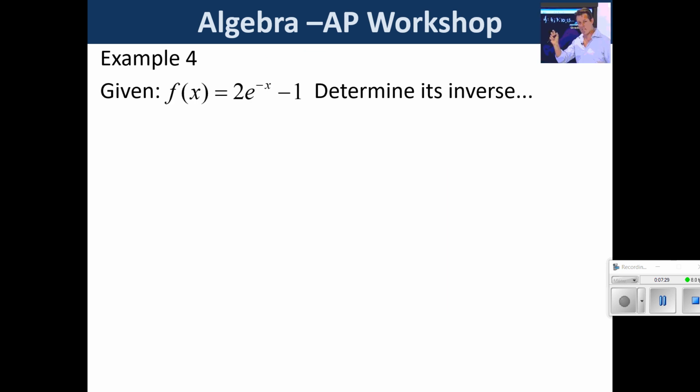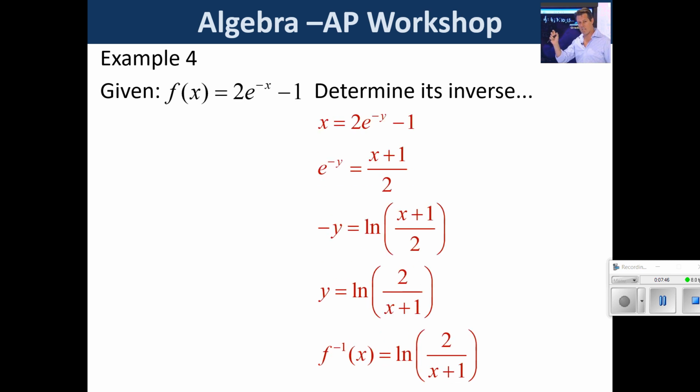Now let's play around with our knowledge of inverses. So we start off, if we are asked to find an inverse, step 1, swap the x's and y's. Step 2, make y the subject of the formula. And here we're going to use our knowledge of ln and e. So over here, step 1, swap the x's and y's. Instead of y equals, I've got x is equal to. Then I'm going to bring the 1 over and divide by 2.